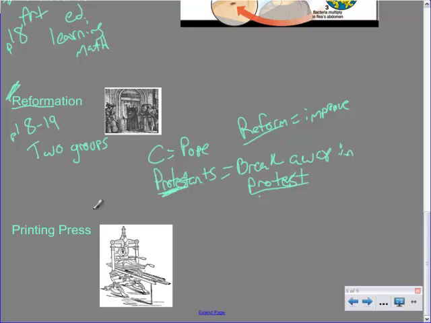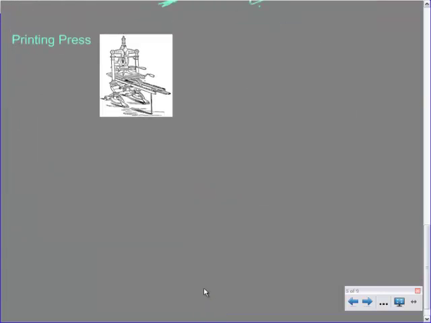You have the Renaissance changing European culture by adding art, education, learning, and math. And you have the Reformation changing European culture by forming a break in the church. And you get two distinct groups, Catholics who follow the Pope and Protestants who want to break away. The reason that these two movements are able to grow as much as they do is all due to the printing press, which can be found on page 19.